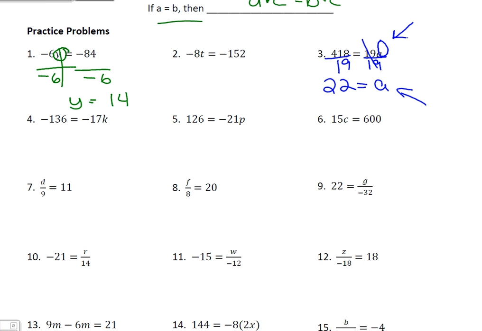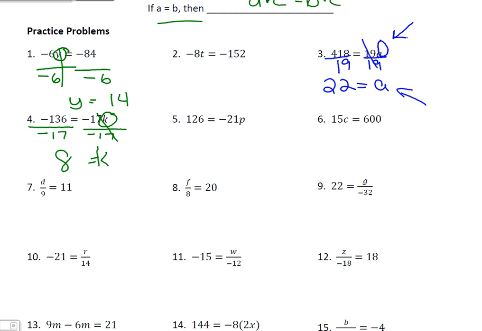Let's try 4 and 6 here real quick. So when I look at the letter, my letter here is K. What they did to K was they multiplied it by -17. So the opposite of multiplying by -17 is to divide by -17. If I divide the right side by -17, I divide the left side by -17. Because remember, what you do to one side, you have to do to the other. My 17s will cancel, leaving me with -136 divided by -17, which is 8.